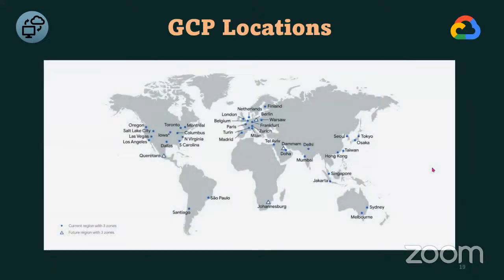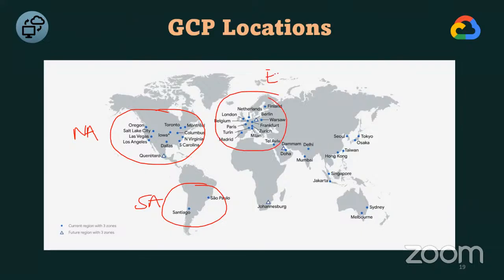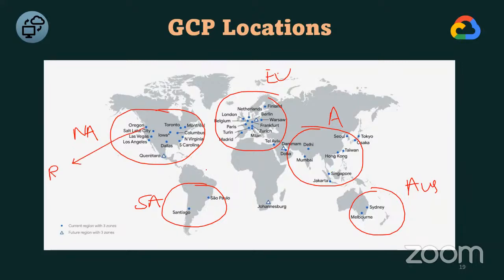You can see here, this is what we call North America, South America, Europe, Asia, Australia. These are the total 5 locations that we have in Google Cloud Platform, guys. So GCP's entire infrastructure is divided into these 5 locations. Now each location is divided into regions. You can see here the blue dots are the regions.